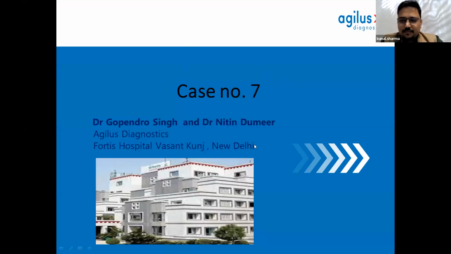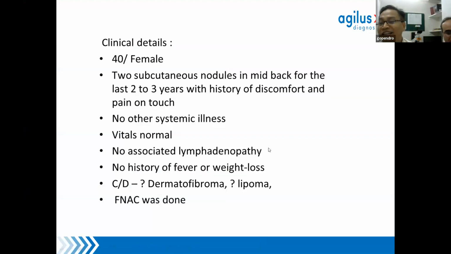So we are presenting this case number 7. The clinical details: this is a 40-year-old female, presented with complaint of subcutaneous nodules in the mid side of the back, and it has been 2 to 3 years, and she gave the history of discomfort and pain on touch. On examination, there was no other systemic illness. Her vitals were normal, and there was no associated lymphadenopathy. She denied any fever or weight loss.